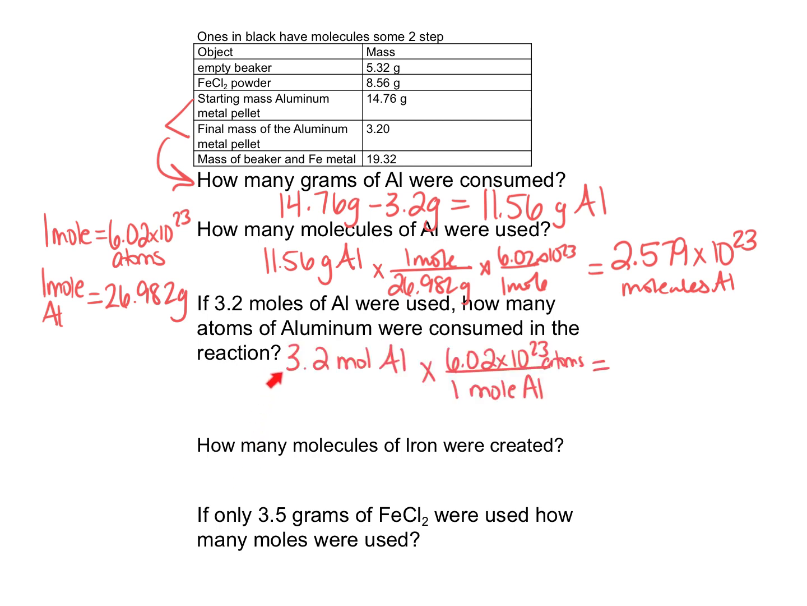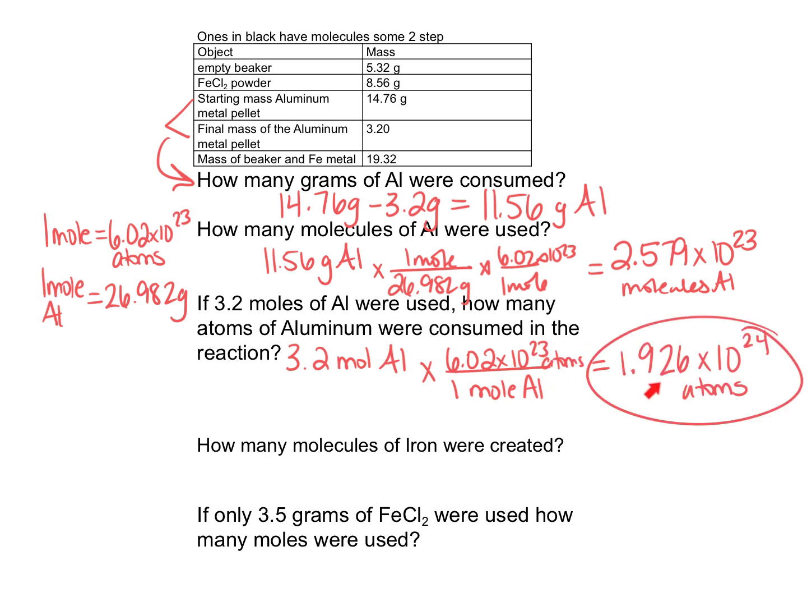On the next problem, I'm given moles, and I'm asked to find out how many atoms. I know this relationship: 1 mole is equal to 6.02 times 10 to the 23rd atoms. That relationship is going to be used to solve this problem. I put moles on the bottom because I don't want moles anymore. I put atoms on the top because I want to find atoms. You should get 1.926 times 10 to the 24th atoms.